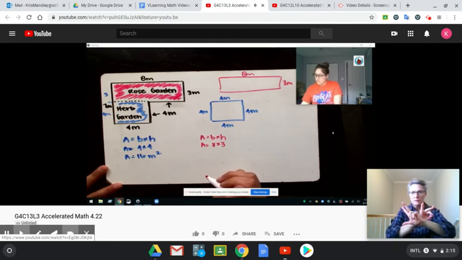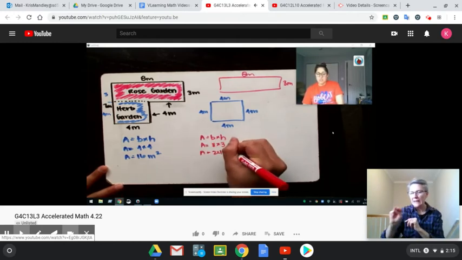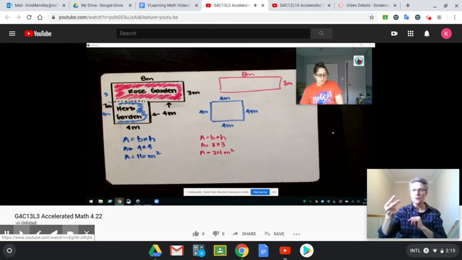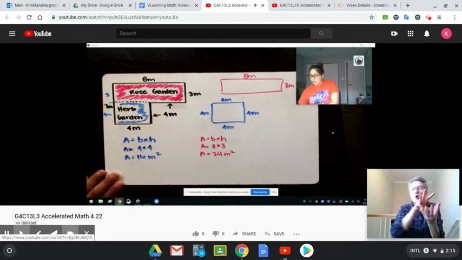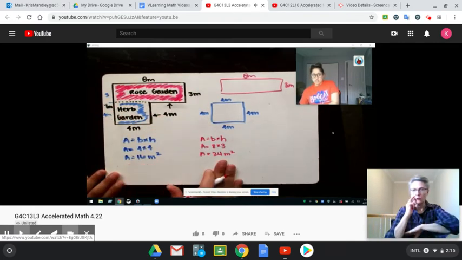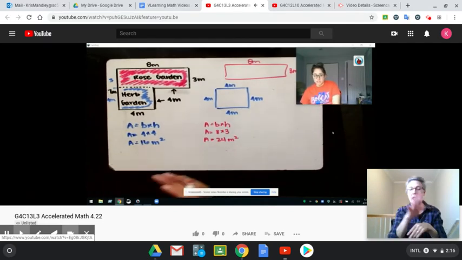And then when I do 8 times 3, I get 24. Again, we're thinking meters squared, so I have 24 meters squared. Now, we're not done because we want to know the total area of this garden, right? And right now I have my rose garden area on its own, and I've got my herb garden, but I want to know what that area is all together, right?